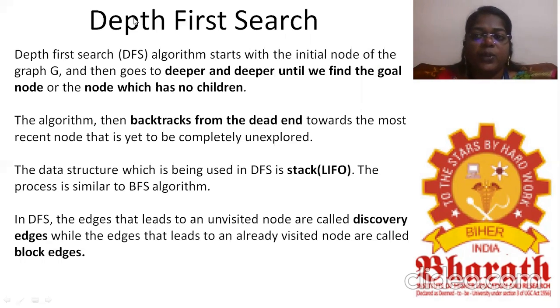Initially, it will start with level 0 and go deeper and deeper until we find the goal node, or the node which has no children. So this algorithm then backtracks from the dead end towards the most recent node that is yet to be completely explored or unvisited. So here we have to use the stack data structure, that is last in first out.